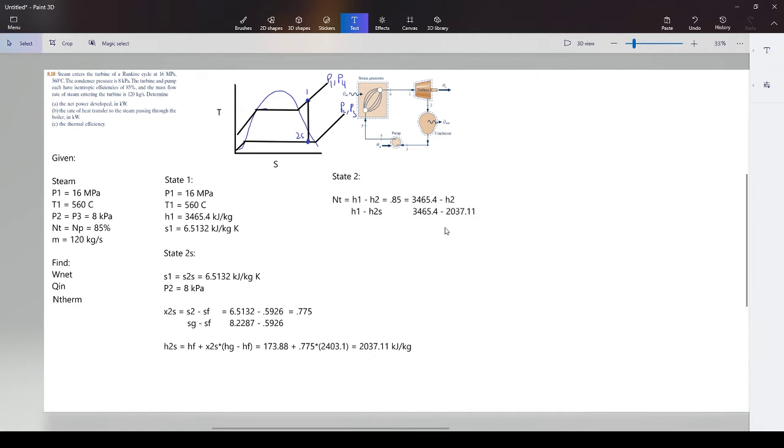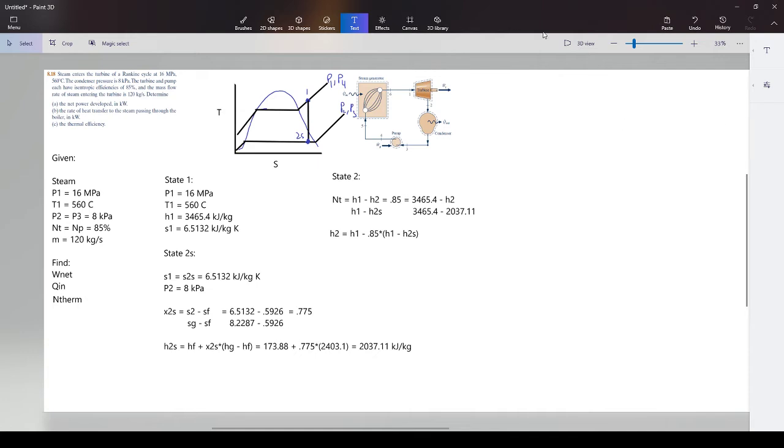If you maneuver this equation and solve for the unknown value, you will find the final equation to be this. I just memorize these eventually, because it comes up a lot. So it's H1 minus eta T, which is 0.85, times H1 minus H2S. If you maneuver it, this is what you end up getting. H2 is equal to H1 minus 0.85, which is your eta T value, times H1 minus H2S.